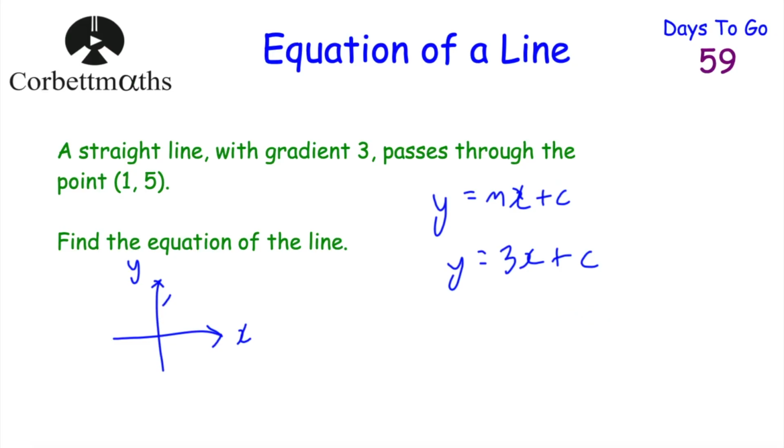So I'm going to go back. So here we had y equals 3x plus c. So because we know the gradient of the line is equal to 3, we've got y equals 3x plus c, and we want to find the y-intercept. Now this point has got an x-coordinate of 1 and a y-coordinate of 5.